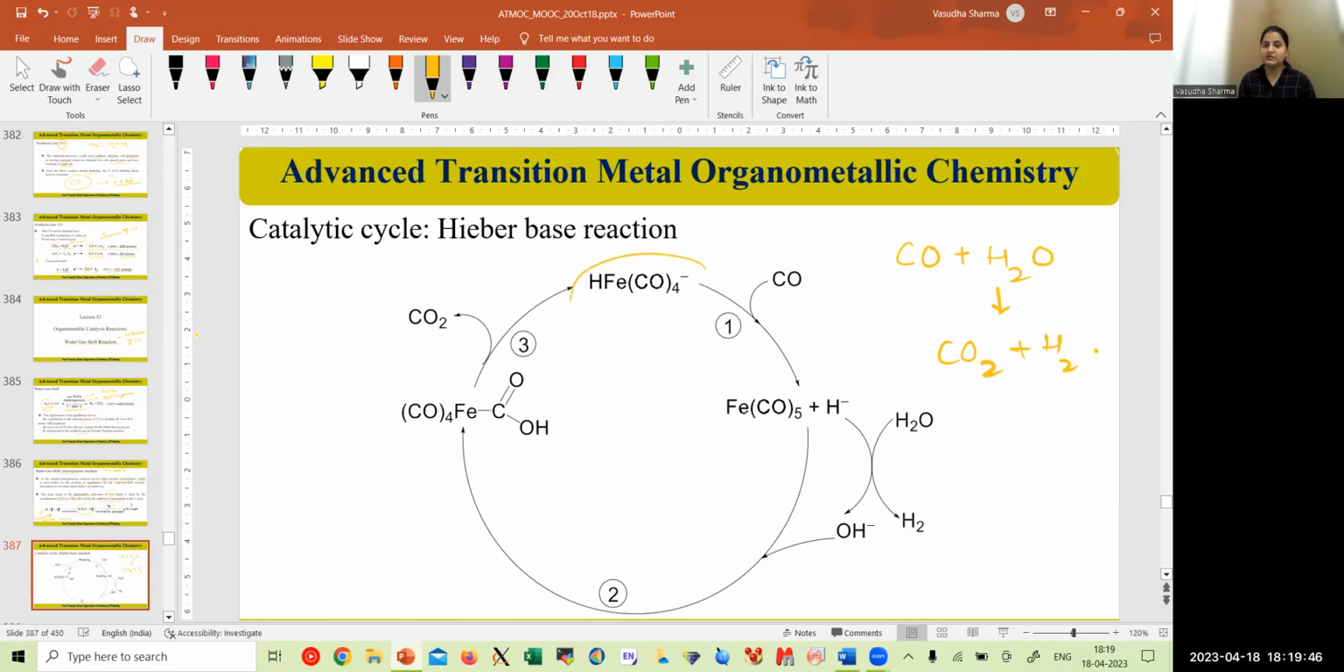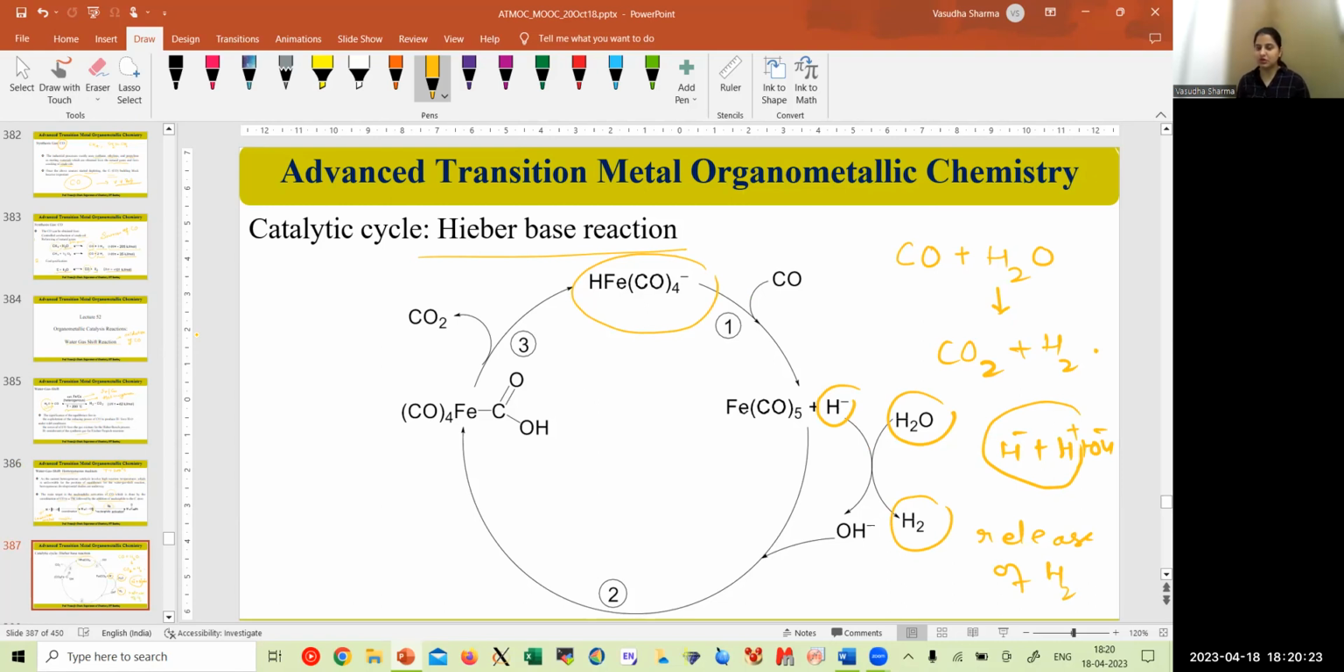So what catalyst are we using and what is the name of that reaction? It is the Hieber base reaction, where we are using an iron carbonyl hydride complex. Firstly, the carbon monoxide gets involved with the loss of H negative. Since water is the source, H2O is nothing but H positive plus OH negative. So the negative and positive H will combine together to release H2, the release of hydrogen, and ultimately the hydroxide anion will come into the picture.